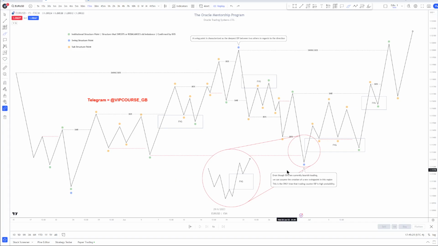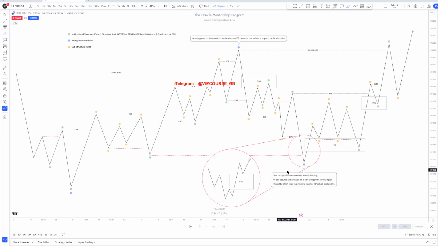Okay, so how do we define these structures? What are the characteristics of them? Institutional structure is characterized by a sweep of liquidity or a rebalance of old imbalance, also known as a tap into a fair value gap, FVG. Okay? Points of any kind, well, institutional points, I should say, are confirmed when there is a break of structure.